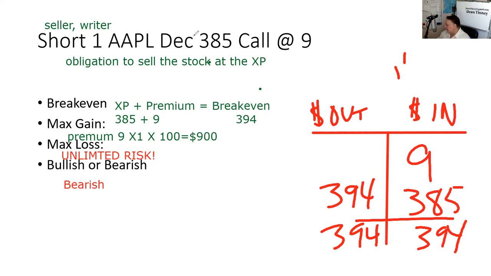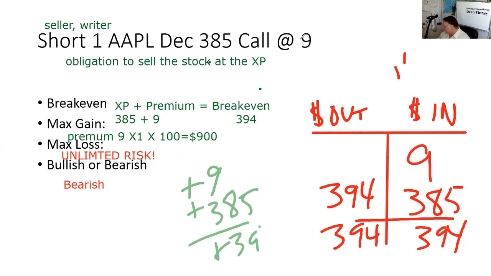Some people like to say, I brought in 9. I'm going to bring in 385. This is using the plus signs. So you want to use plus signs. So the most I'm bringing in is 394. And then, what do I have to pay out? Who knows? Unlimited risk potential.